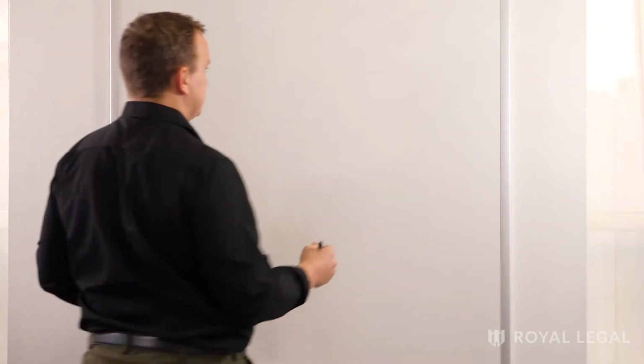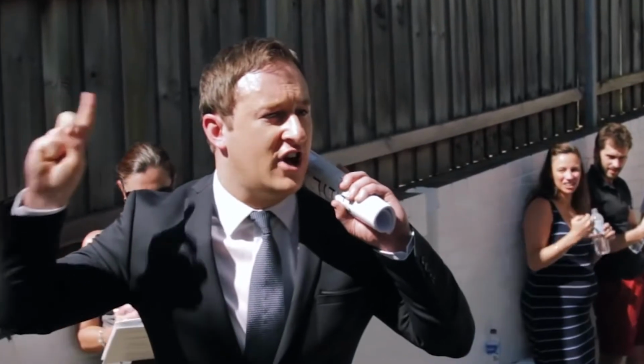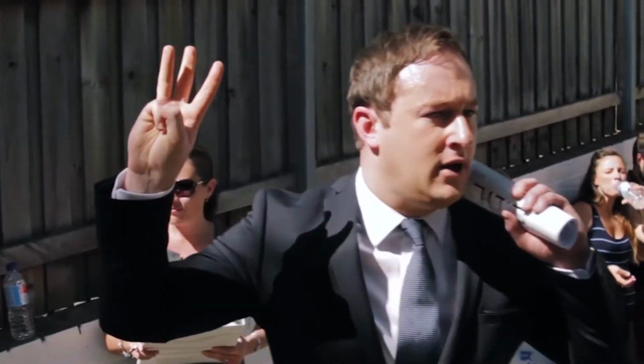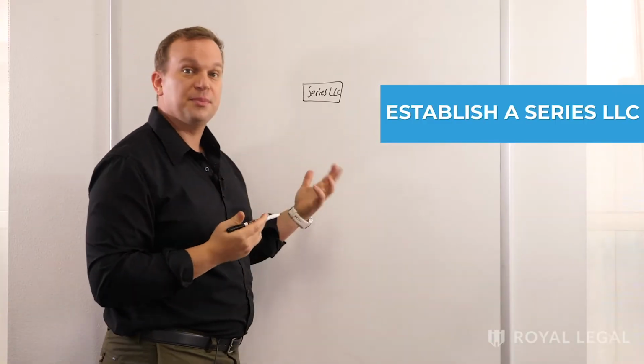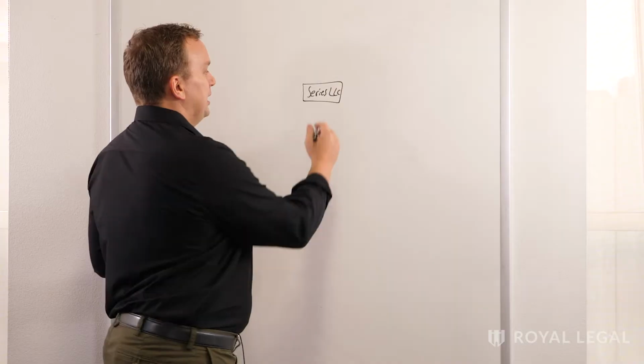So what you do is you're going to acquire those properties inside of the auction just like you normally would. But first you're going to establish a Series LLC, which is a special type of structure that you can set up in either Delaware, Texas, Nevada, or Wyoming, where they have strong asset protection laws known as charging order protection.